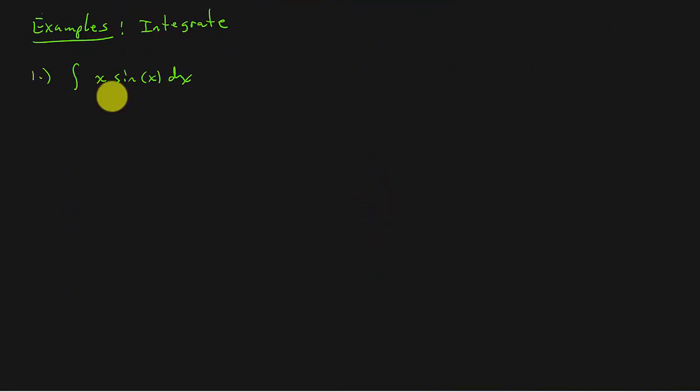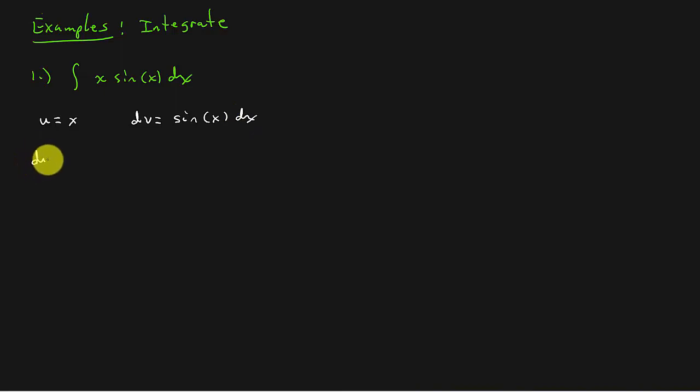So let's look at this one. We want to integrate x sine x. When we integrate this, what are we going to let u equal? What are we going to let dv equal? Well, if I let u equal sine x, what's the derivative of sine? It's cosine. Is that simpler? Not really. So let's try letting u equal x and dv equal sine x dx.